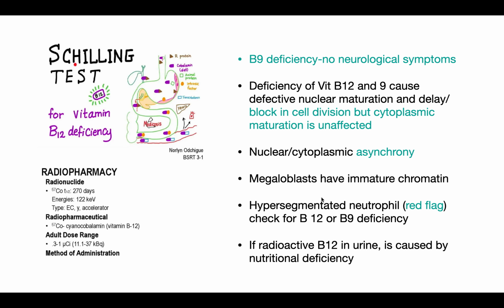The hypersegmented neutrophil is going to be your big red flag, and you check for your B9 or B12 deficiency. The Schilling test is one of the tests that we give to see where the B12 problem is, right? Could it be due to malabsorption? Could it be due to malnutrition or whatever? So if the radioactive B12 is in the urine, it's going to be caused by the nutritional deficiency.